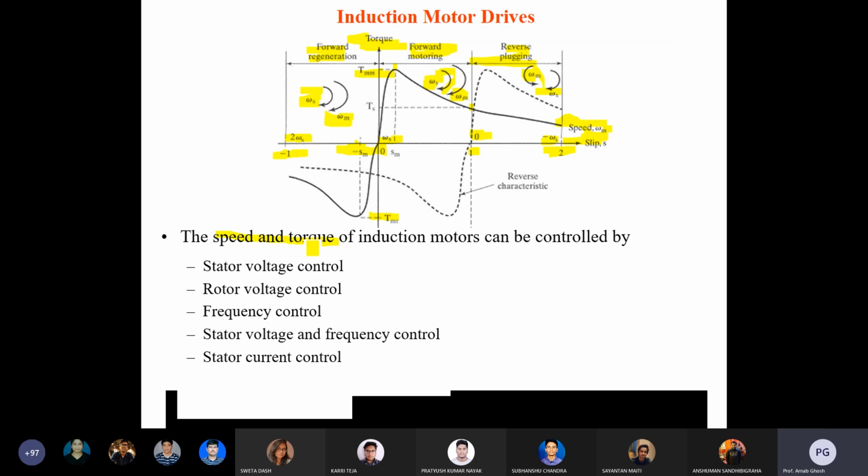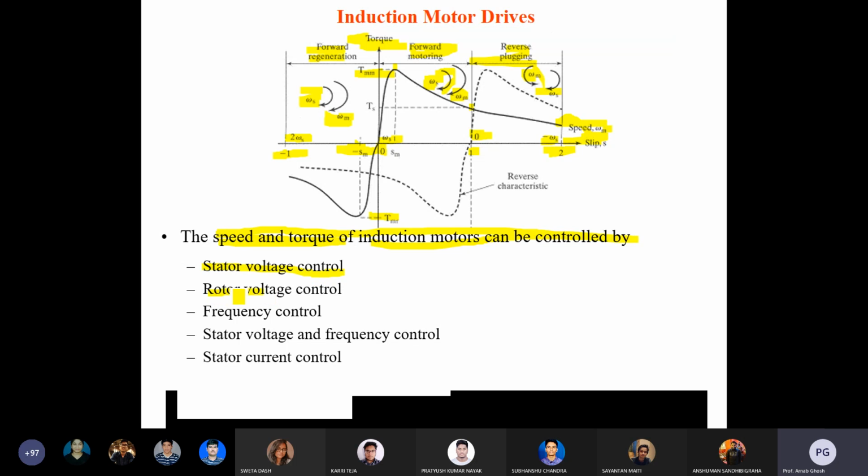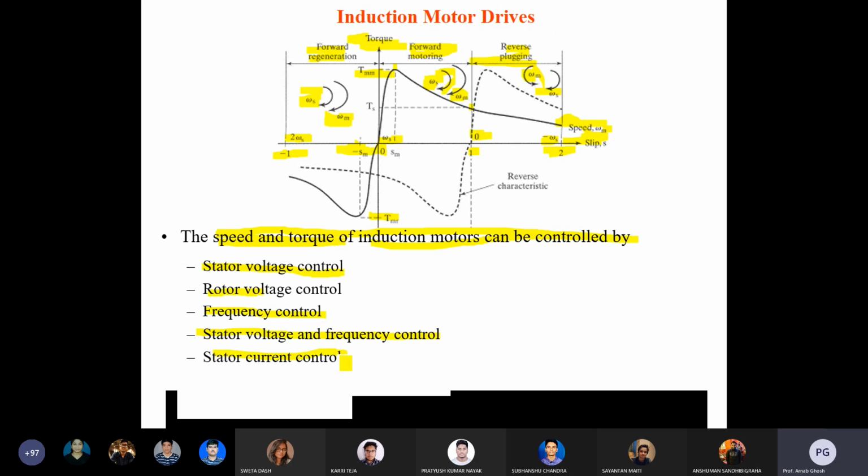Speed control techniques: the speed and torque of the induction motor can be controlled by stator voltage control, rotor voltage control, frequency control, stator voltage and frequency control, and finally stator current control. So there are 5 methods for controlling the speed. Stator voltage control means you are using an autotransformer. It may be single phase or 3-phase, but a 3-phase induction motor is not self-starting, so a starter is required, normally a DOL starter or star-delta starter.